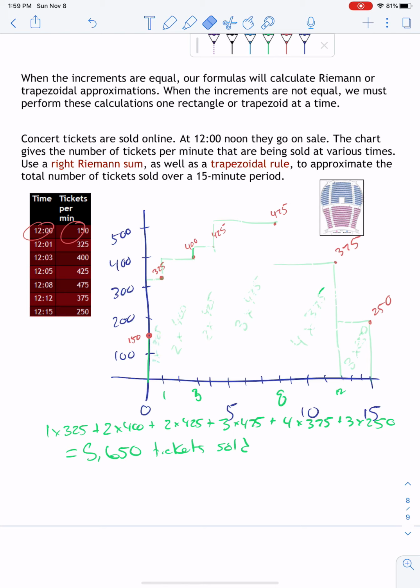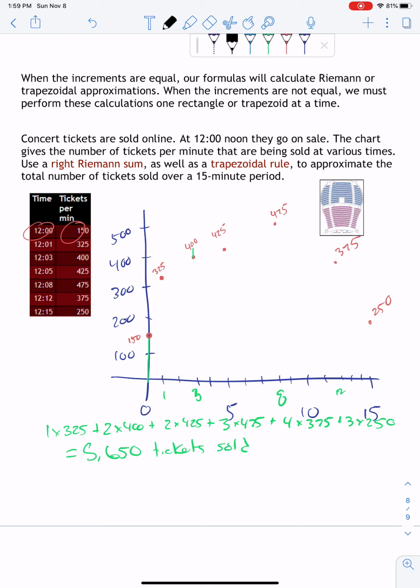At least the green stuff up here. Oh, we lost a point, didn't we? That 425 was right here. Okay, so this time, instead of using our Riemann rule, we are going to use the trapezoid rule.